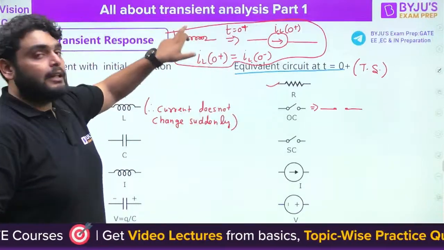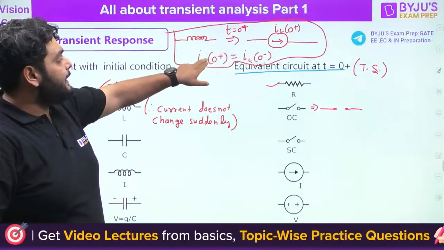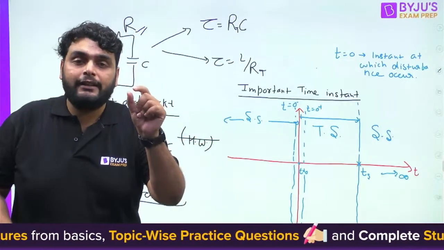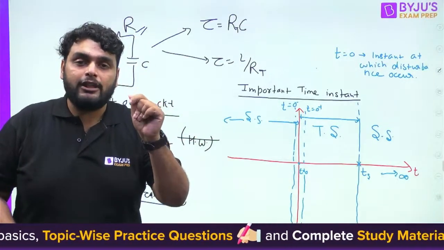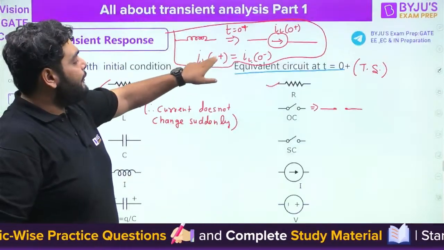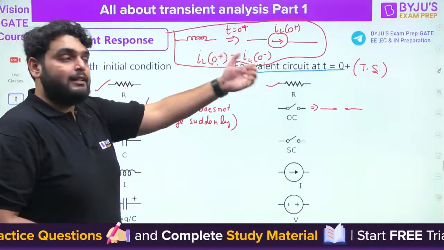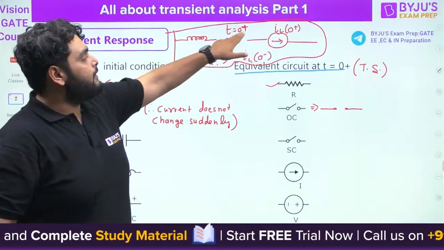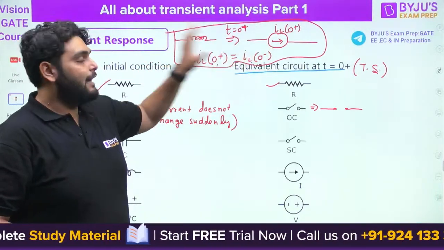In an inductor, a sudden change is not possible. That's why IL0 plus and IL0 minus are very, very near to each other. So the current after switching is equal to the current just before switching. And that's why the inductor at t equal to 0 plus behaves like a current source having this magnitude.